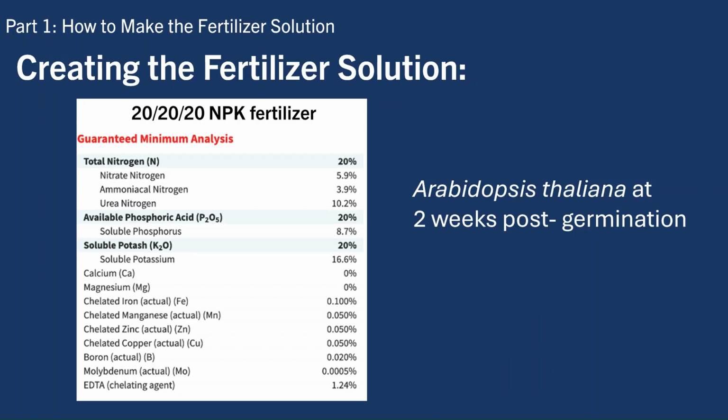In this video specifically, we'll be creating a 20-20-20 NPK fertilizer for Arabidopsis thaliana at 2 weeks post-germination, as pictured on screen, meaning its ratio proportions are 20% nitrogen, 20% phosphorus, and 20% potassium. Although the total availability of the compound does not necessarily equate to the total amount of elements that the plant can absorb. Plus, micronutrients such as chelated elements and agents are also present.